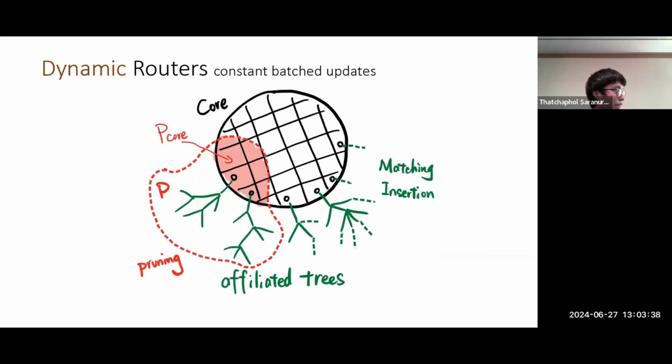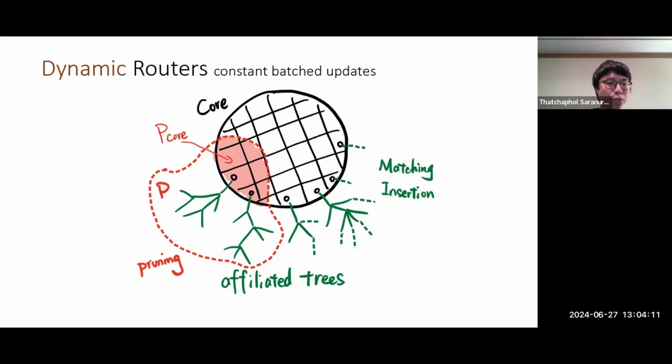Okay, and here's the figures, just like how these dynamic routers will look like when there will be constant batch of updates. It basically includes a core. This core basically is the power graph of the underlying normal expander. And there will be some affiliated trees appended to each core vertex. And these green trees are generated by the matching insertion.